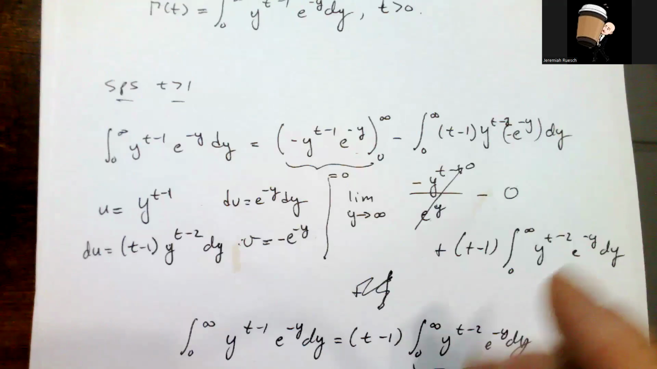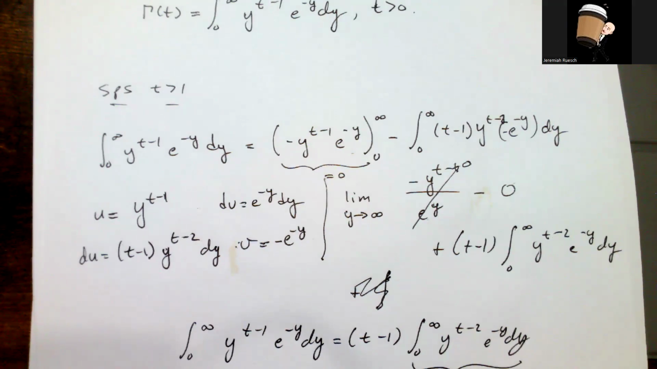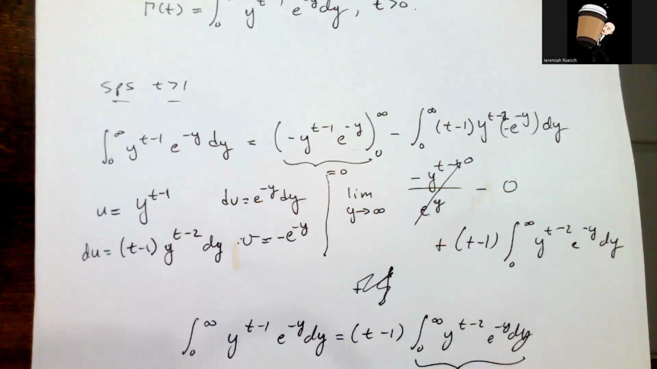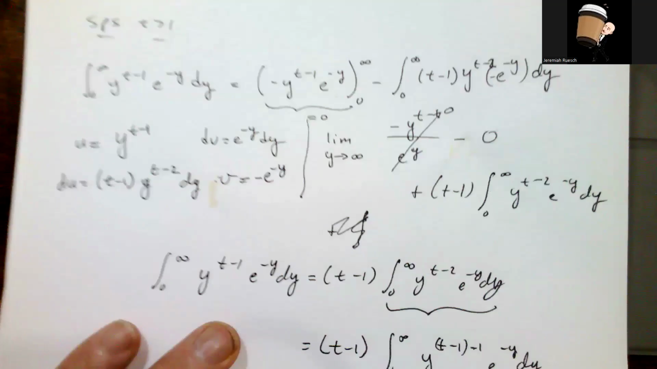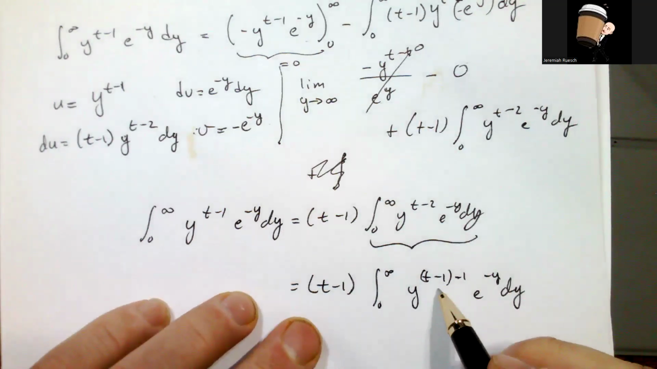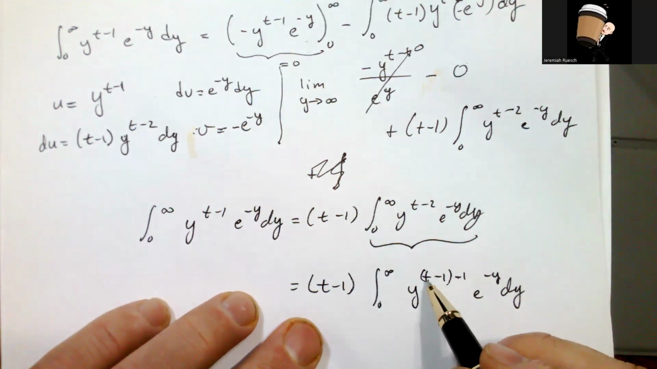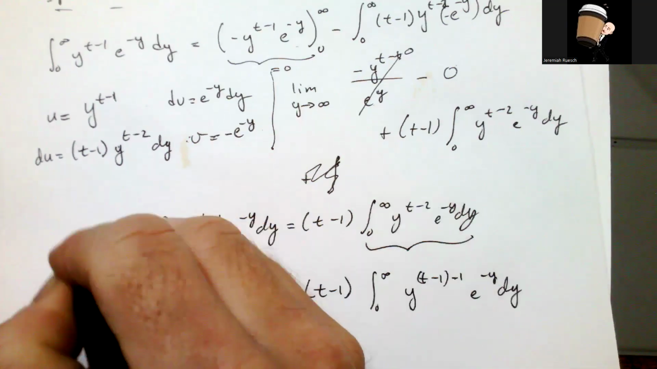Maybe I can write it a little bit more suggestively. This is t minus 1 times the integral from 0 to infinity of y to the t minus 1 minus 1, e to the negative y dy. And so this relationship right here looks very much like the gamma function, just one less. So if it was the gamma of t originally, this part right here, this is the gamma of t.